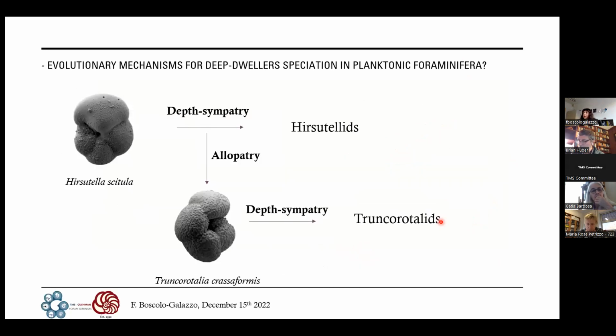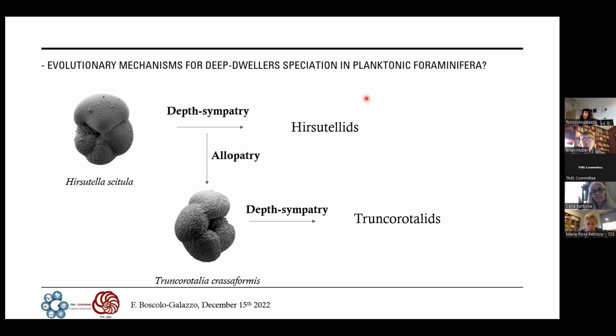Okay, so now I'm going to move on to the third question that I wished to address with this talk, specifically what could have been the evolutionary mechanisms behind the evolution of the new deep dwelling species in planktonic foraminifera. Again, this is all based on our fossil data set, and I'm going to give you two case studies as an example. The case study of Hirsutella scitula and of the Hirsutellids, and the case study of Truncorotalia crassiformis and of the origin of the Truncorotalids.